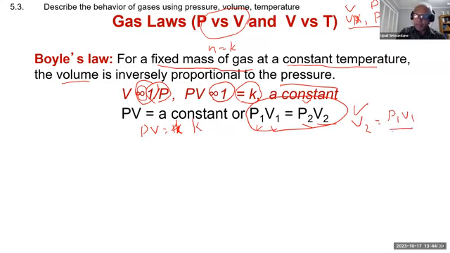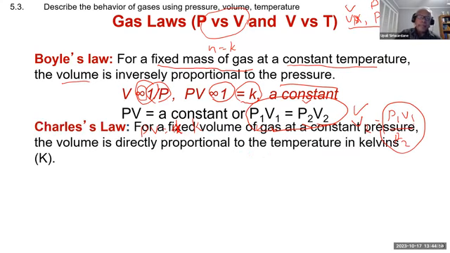I'm rearranging it. Knowing these three values, P1, V1, P2, you can calculate V2. Once you know three of the variables, in either combination, you can calculate the fourth variable using the Boyle's law relationship.